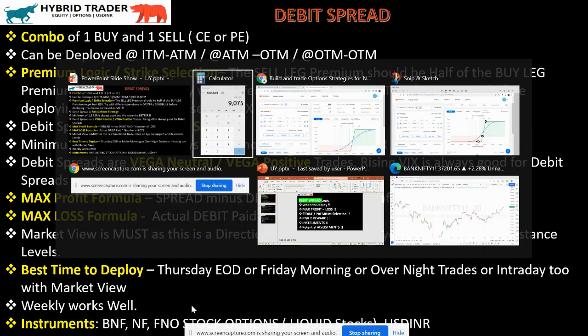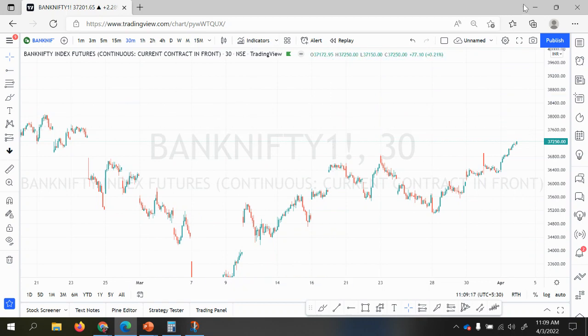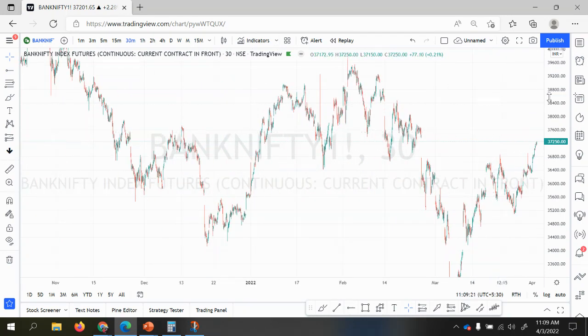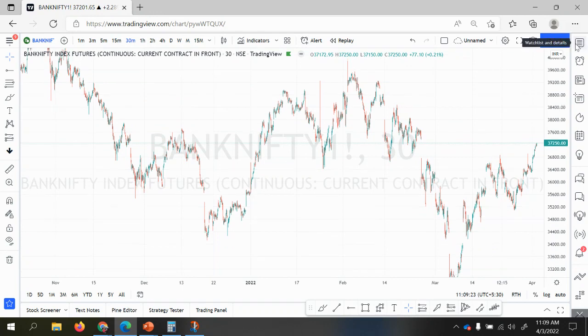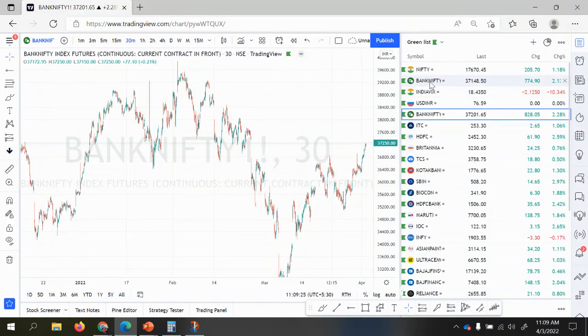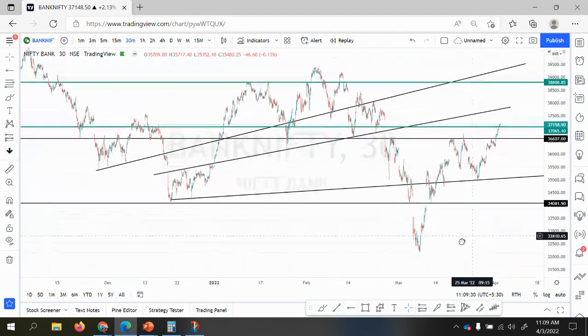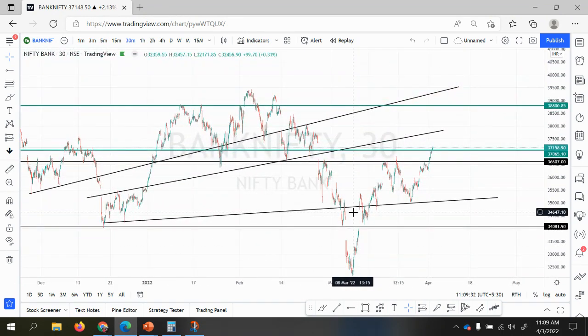Let me take you back to TradingView. Let's say this is your Bank Nifty index. Let me take you to spot. Friends, I'll leave the market view to you. Some follow indicators, some follow price action. Let's not discuss price action or any strategy, but you should have a view.